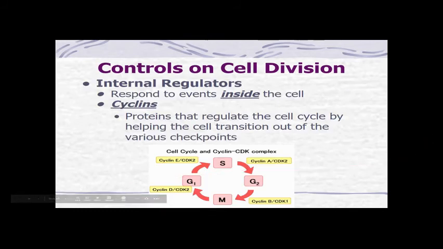First, we have internal regulators. Internal regulators respond to events inside the cell. So it's going to monitor what's going on inside the cell to determine if the cell can proceed or not proceed with the cell cycle. This is mainly controlled by cyclins. Cyclins are proteins that regulate the cell cycle by helping the cell transition out of various checkpoints. So these proteins are going to make sure that when the cell goes from one phase to the next, that it's appropriately moving.